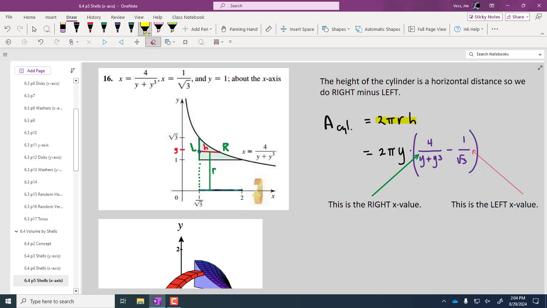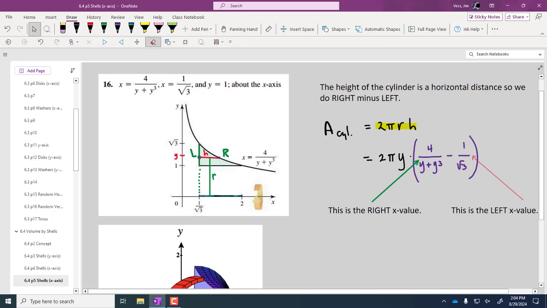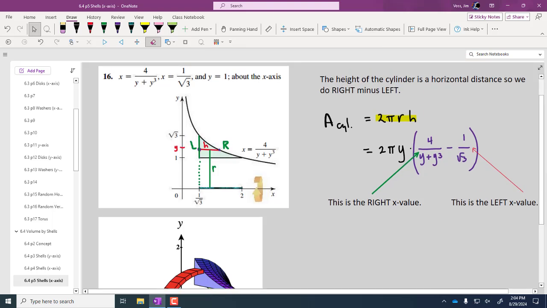So when we look at this element, anytime we draw a horizontal element, we think of it as at a random y. And that y is, in fact, measuring that distance down to the x-axis, which is why it is the radius. That distance right there is y. So that distance is corresponding to exactly how far away from the axis of rotation that horizontal element is, which means it's the radius. Y is the radius.